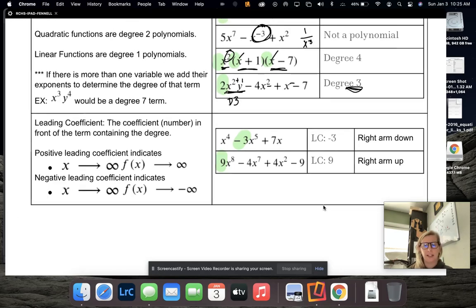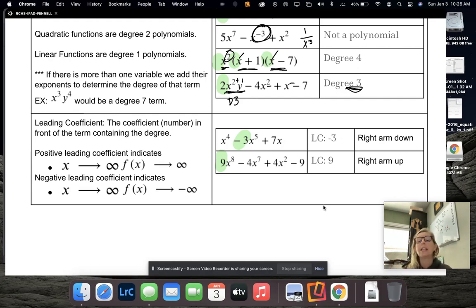Okay, what does it tell us? Well, the leading coefficient indicates what the end behavior is going to do. If you think about our quadratic, your leading coefficient is your a value, right? So we have positive a value, we had arms up on our quadratic, right? Arms up. When we had a negative a value or negative leading coefficient, we had arms down. So this leading coefficient indicates the right arm only.